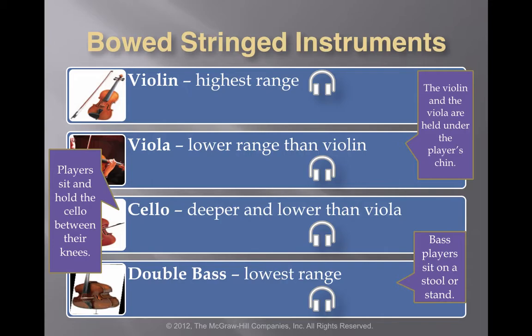The viola is our alto voice, second highest in range. The tenor range, or second lowest range, is played by the cellos. And the lowest instrument in this string family is the double bass.